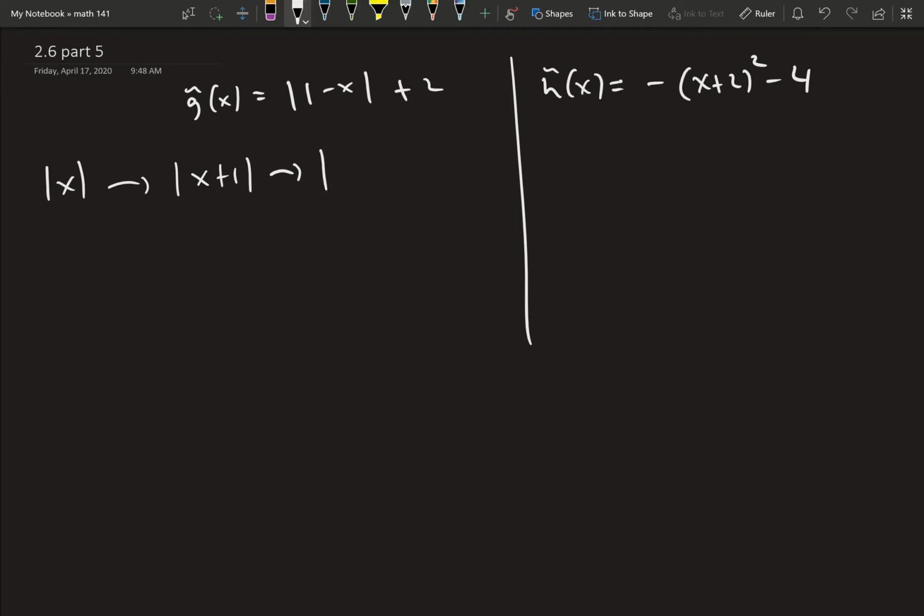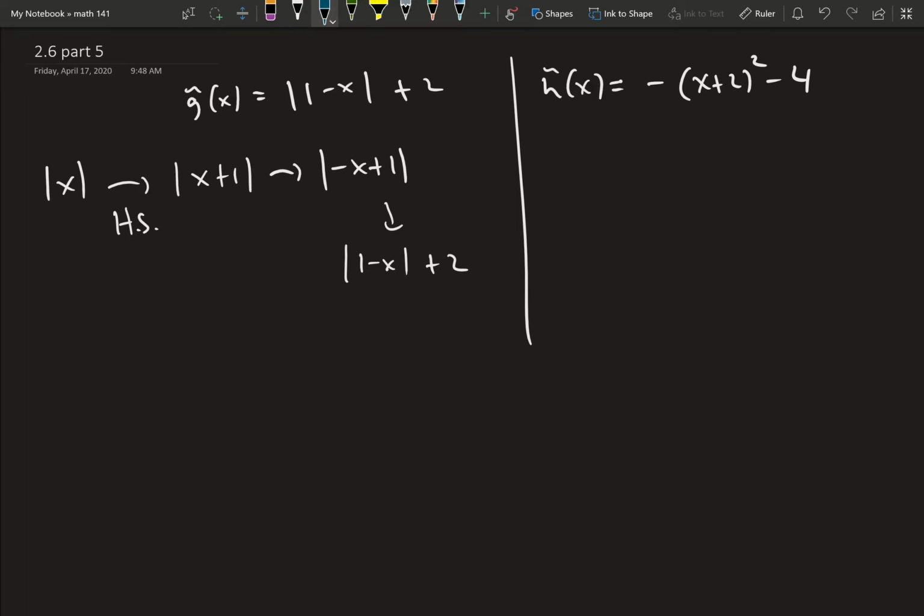to get us to where we want to go. So we start off with the absolute value, then we have absolute of x plus 1. We want x to be negative, so we swap x to negative x, and then finally we add 2. So this is a horizontal shift. This part is going to be a reflection.